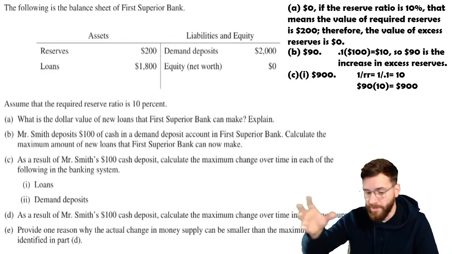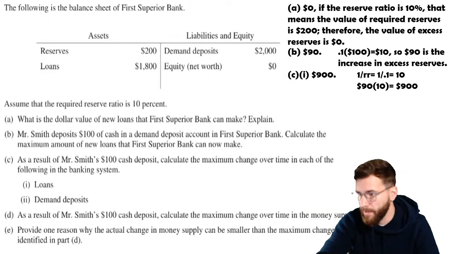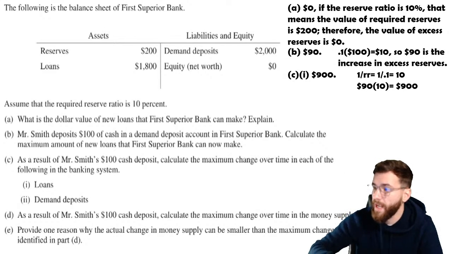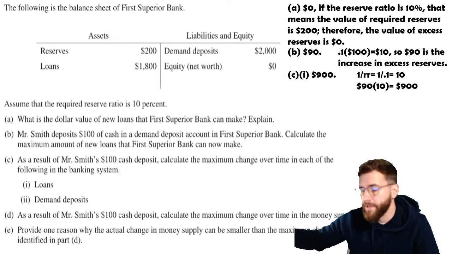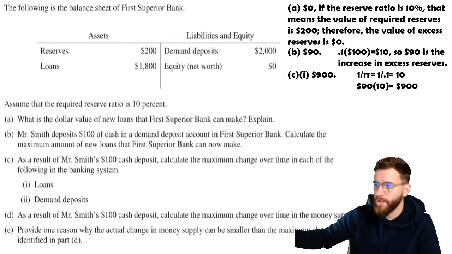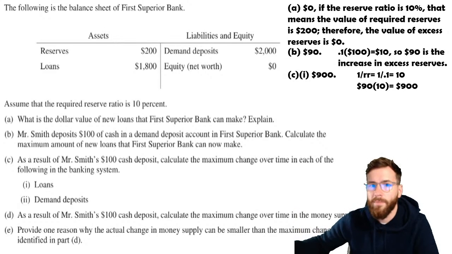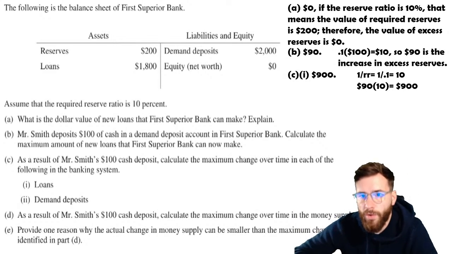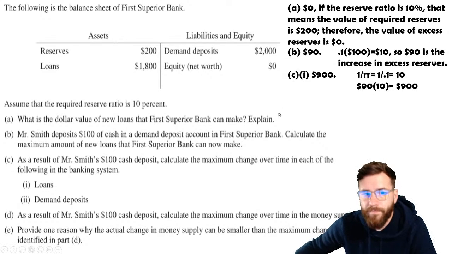That person's going to deposit $90 in their bank. The bank has to keep $9 of that. They're free to lend out $81. They lend out $81. They keep a portion, lend out, keep a portion, lend out, keep a portion, lend out. It's going to become $900 in total money lent out over time, given this multiplier.